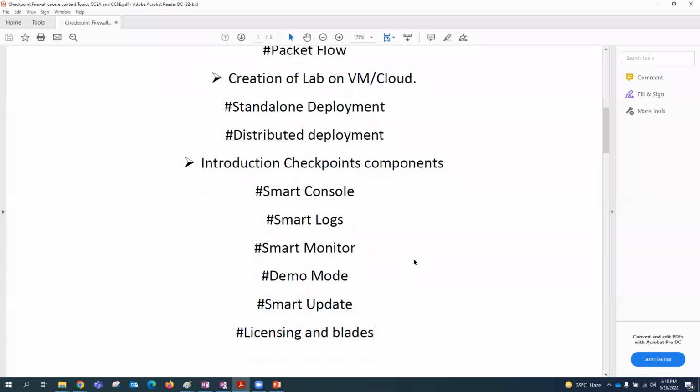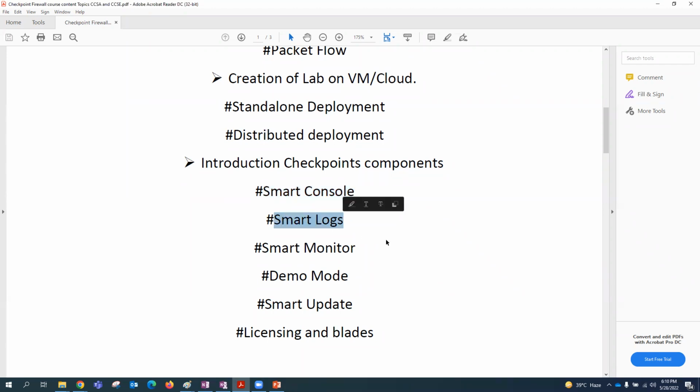If I talk about Checkpoint manageability, whatever operation you will be performing on Checkpoint, you need to have Smart Console for that, right? Whether you want to create a policy, a NAT policy, object creation, or whatever task you receive in your daily work, you will be performing the same task through the Smart Console. Okay.